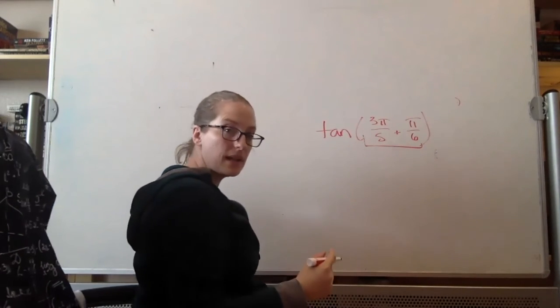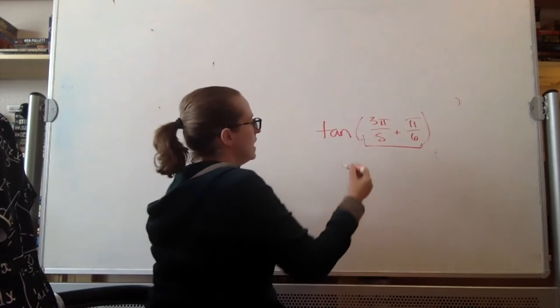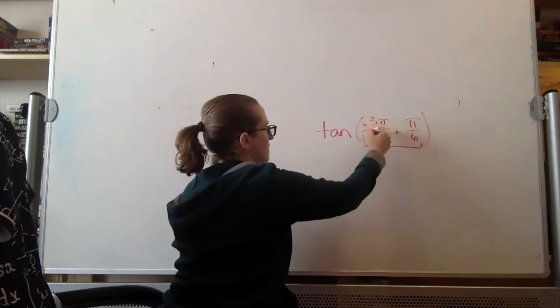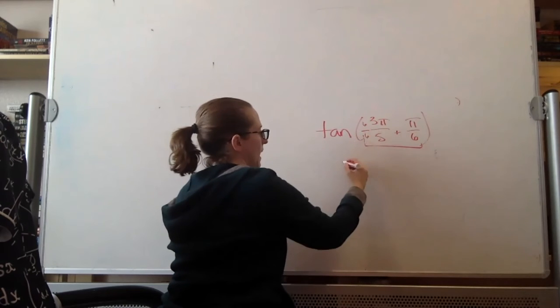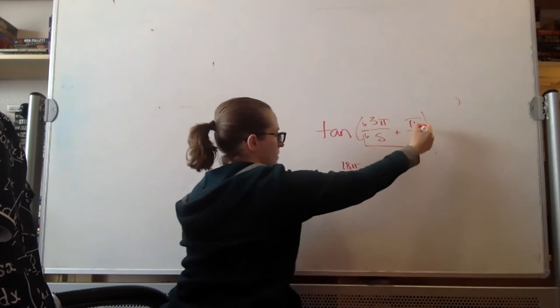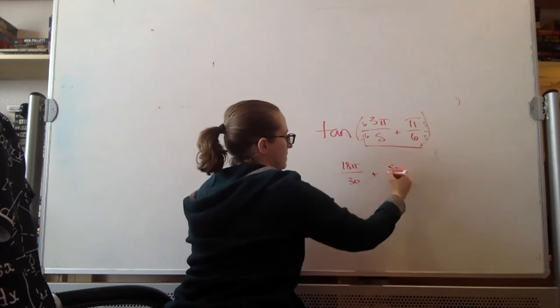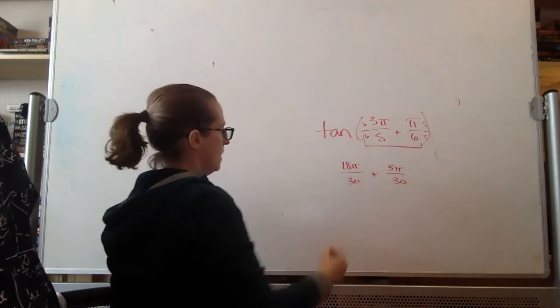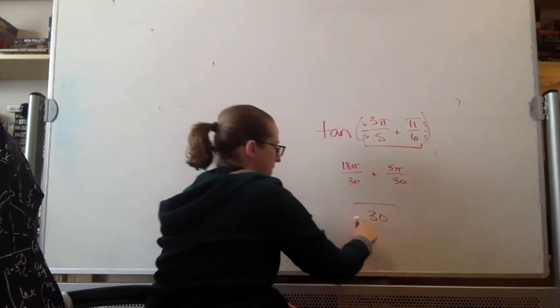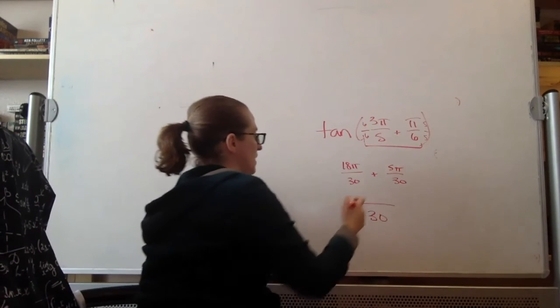To do that, we're going to need a common denominator. To get my common denominator, which is 30, I'm going to multiply this guy by 6 over 6. 6 times 3 pi is 18 pi. 6 times 5 is 30. I'm going to multiply this guy by 5 over 5. 5 times pi is 5 pi. 6 times 5 is 30. So on the denominator, I'll have 30. On top, I'll have 18 pi plus 5 pi, which is 23 pi.